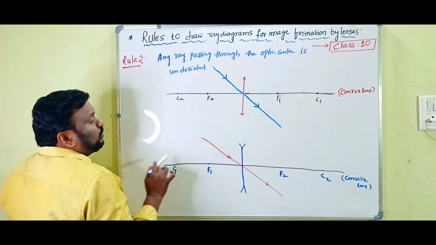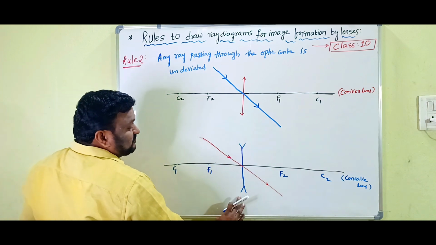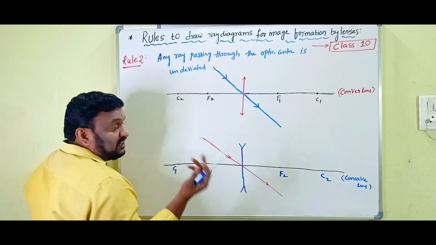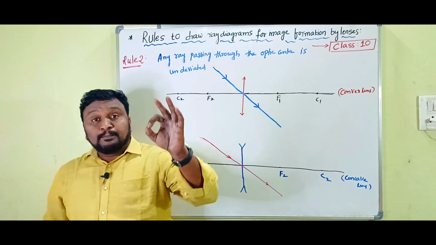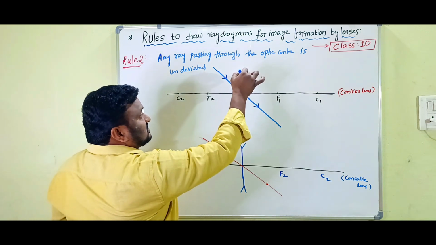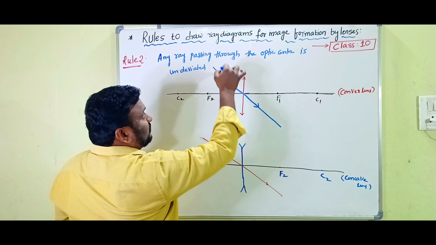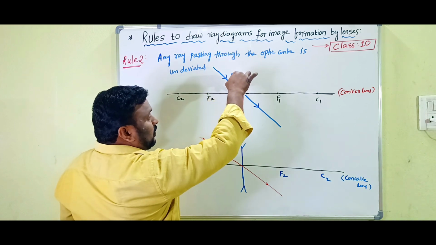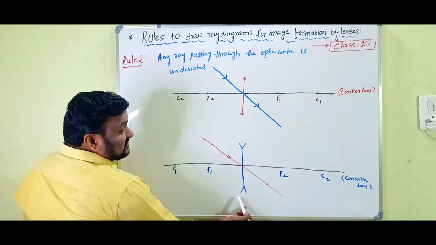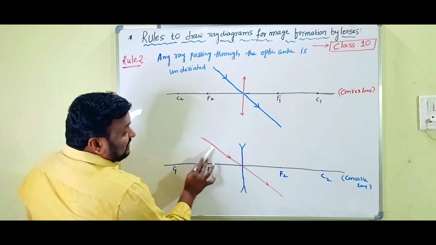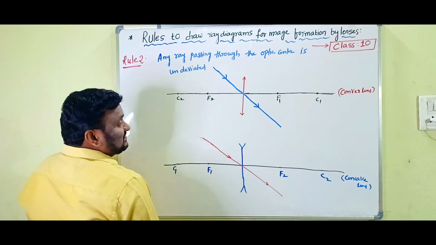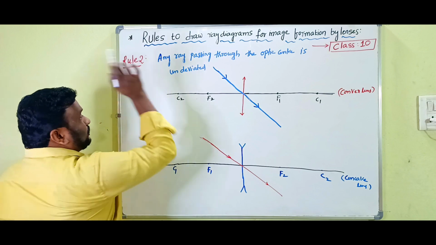Clear, children? Now this is for the biconvex lens and this is for the biconcave lens. Look here, the ray is passing through the optic center. What is the optic center? The midpoint of a lens is called the optic center. So this is the optic center, the midpoint of the biconvex lens. When rays pass through the optic center, there is no deviation. We can observe the same thing in the case of the biconcave lens. This is the optic center, and the red line is the light ray passing through it, so there is no deviation. Children, this is the second rule.